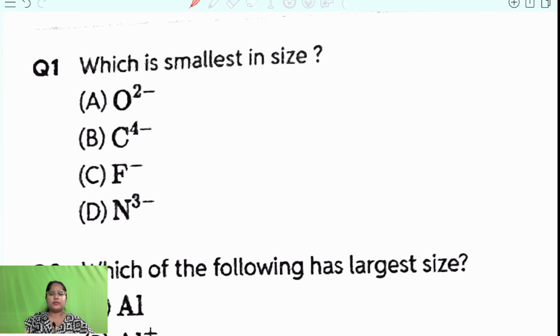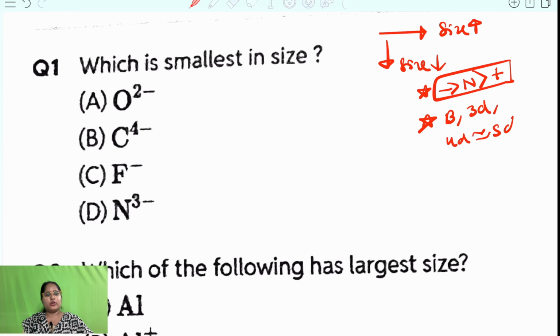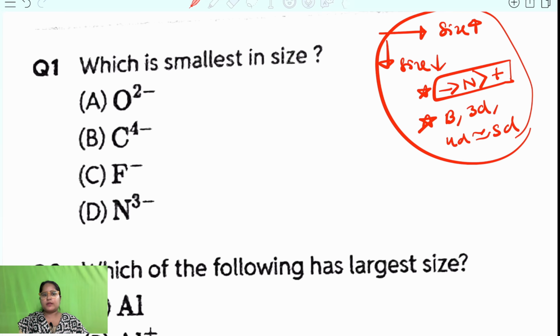For size, I am telling you in short: left to right, size decreases; down the group, size increases. The next star point: if isoelectronic species, meaning species with the same number of electrons, are given, then we will say anion is larger in size than neutral, and neutral is larger than cation. This is the second star point. And the third star point: some exceptions are there, like the boron family, then the 3d series has exceptions, then 4d is equal to 5d, all due to lanthanoid contraction. That's all. Those who have studied from me will understand within a fraction of a second; in 3 seconds we have done the revision of size.